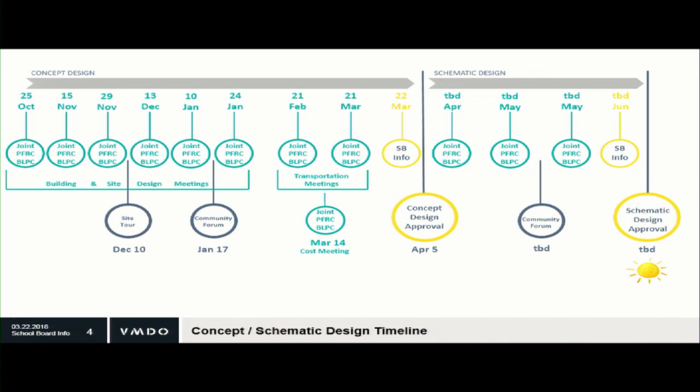You'll see a few TBDs looking out into the future for the schematic phase. Really, we sort of need the concept approval, and since we slipped a little bit on that, we haven't set the meeting dates for that. We're sort of in the process of arranging those currently.